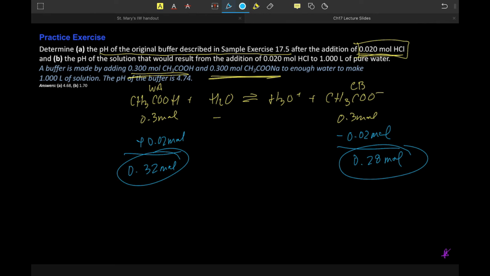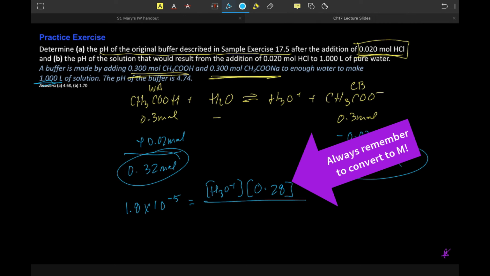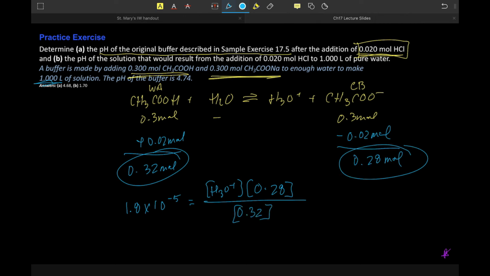So we are talking about an acetate buffer. So I know that that Ka value, 1.8 times 10 to the negative fifth, is equal to H3O plus times 0.28 molar, since it's in 1 liter, over my HA, which is 0.32 molar. And I could solve for my H3O plus and then subsequently solve for my pH.